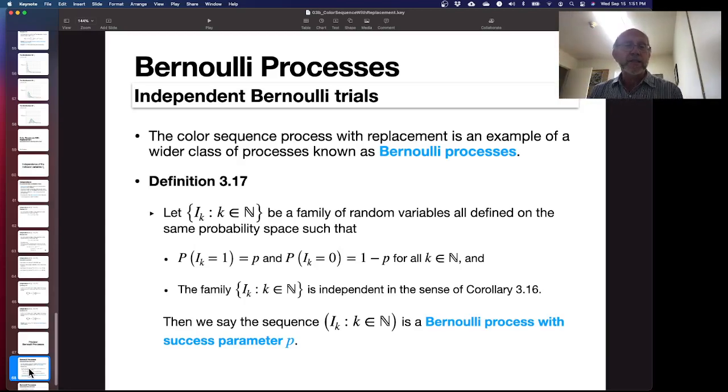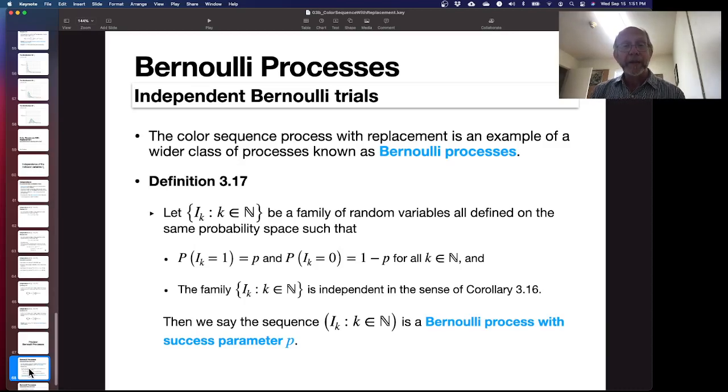And actually, I sub k we want to think of as the indicator of a success. And here a success is just whatever a success happens to mean in the context of whatever problem we're dealing with. For the color sequence process, a success was drawing a red ball. But now a success could be just about anything. But the indicators are indicating successes. So successes occur with probability p and are indicated by a 1 for the corresponding I sub k, and failures happen with probability 1 minus p, and they're indicated by I sub k being 0.